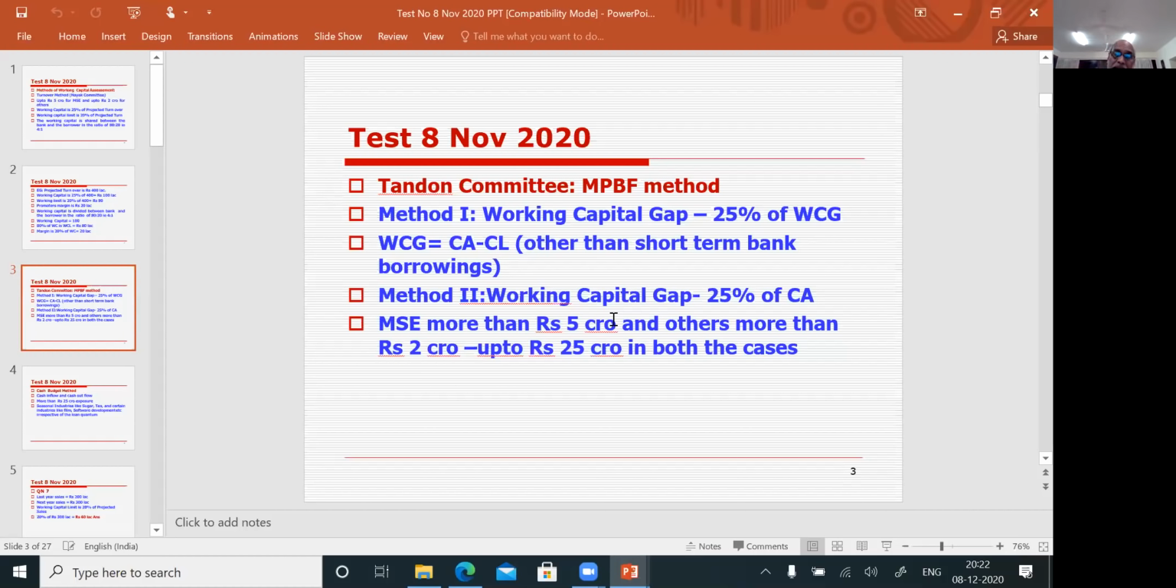Under the Tandon committee recommendation, it is very, very simple. There are 3 methods. The third method we are not using, we will forget the third method. Let us see method 1 and method 2.